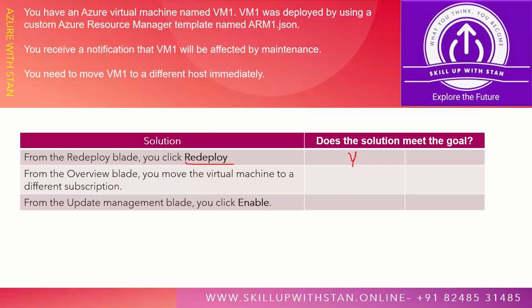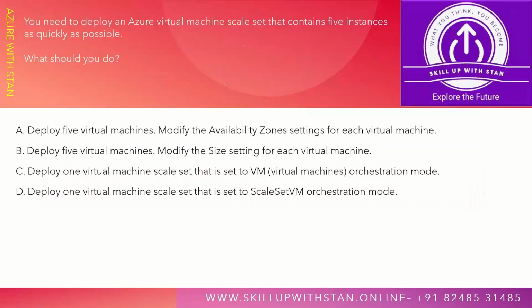If you are moving the VM to a different subscription, no, it is not going to move to different hardware. From the update management, click enable. No, this is also not going to help. So the right answer is you have to click on redeploy. This is like vMotion in your VMware environment or live migration in your Hyper-V. So redeploying will move your VM to a different Azure host. That is the stem of the question.